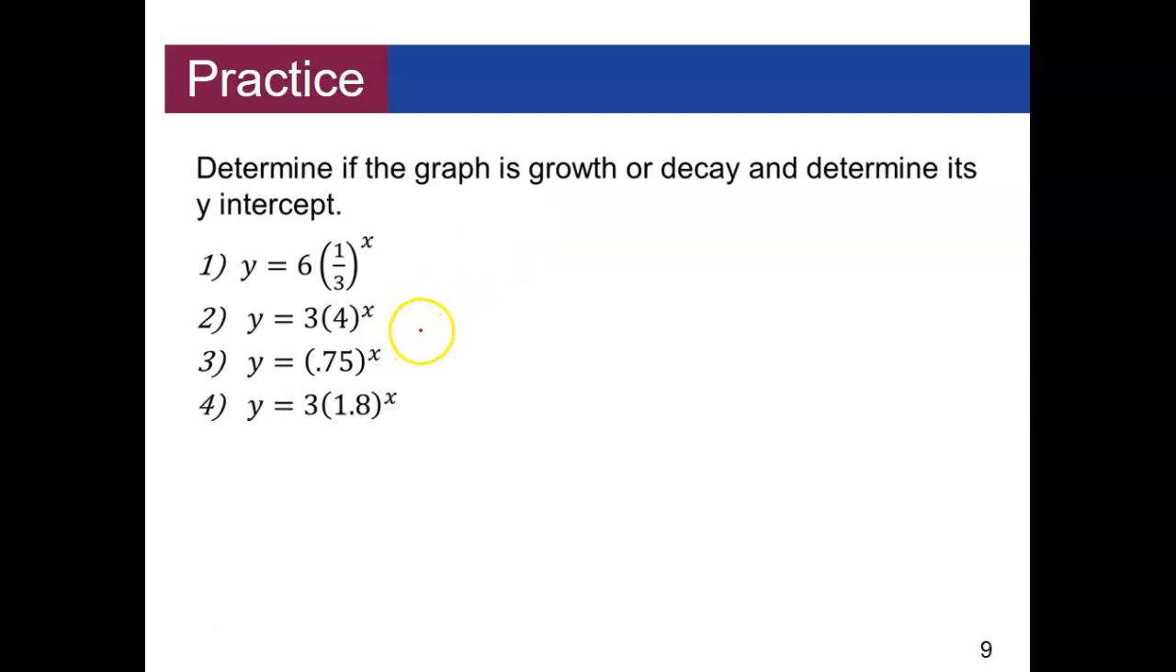Okay, so here's a few I'd like for you to take a minute and write down whether it is growth or decay and determine the y-intercept. Okay, the first one would be decay because the base is 1/3, and it would have a y-intercept of 6. This one would be a growth equation because it has a base that's greater than 1, and it has a y-intercept of 3. This one would be decay because its base is between 0 and 1. It would have a y-intercept of 1. This one would be growth because the base is greater than 1, and it would have a y-intercept of 3.